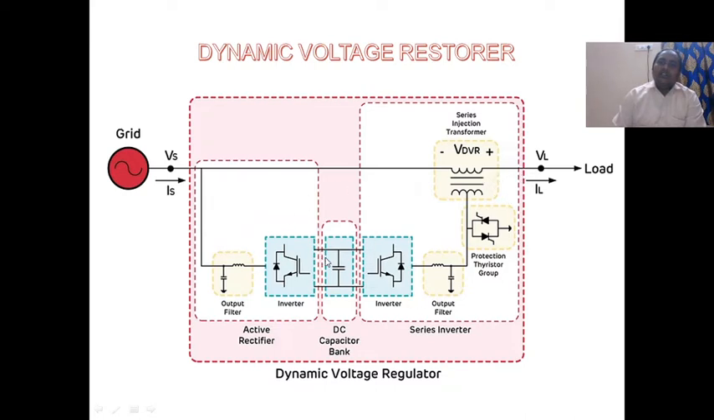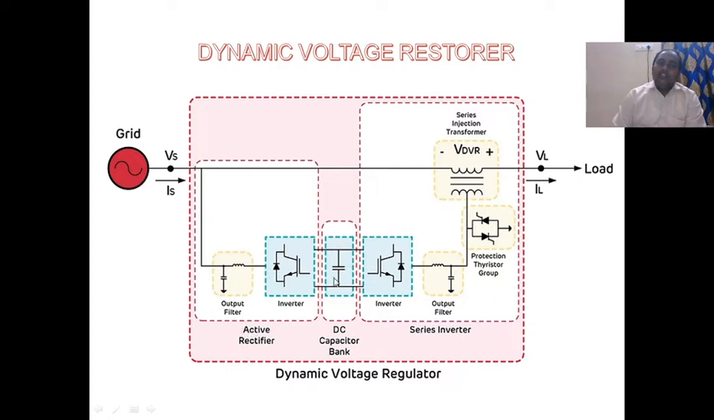How it compensates: the DVR always compares the grid side voltage to the load side voltage. It always compares how much variation there is. That variation voltage will be injected using the grid side voltages. There is a rectifier circuit, and the rectifier circuit converts AC to DC.